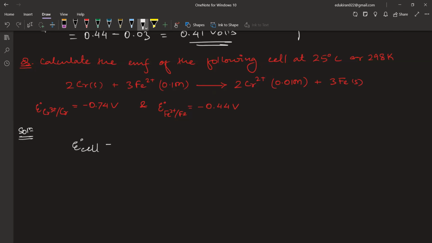E naught cell is equal to how much? E naught of the one getting oxidized plus E naught of the one getting reduced. Okay, so the oxidation potential of the one getting oxidized and the reduction potential of the one getting reduced. चलिए. First of all, calculate the E naught cell and then send it over chat.